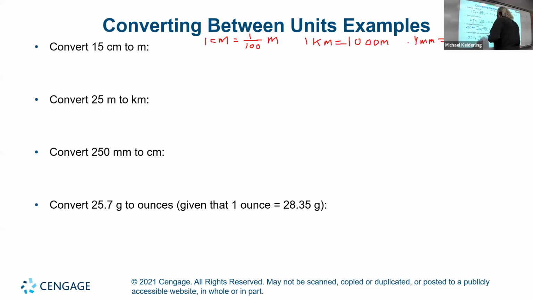0.907 ounces. That's rounded off to 3 decimal places. 3 significant digits. That's the most accurate value. Any questions about conversion?